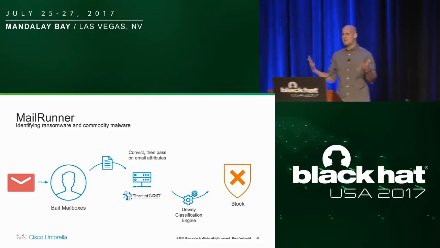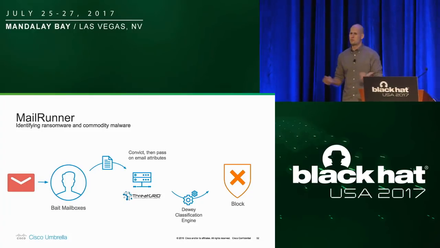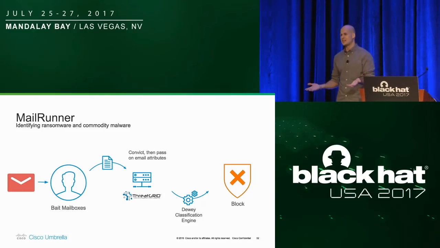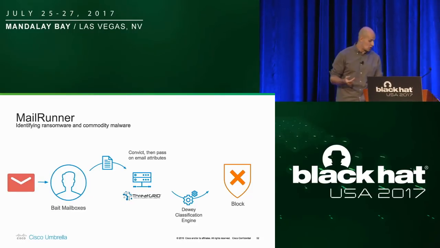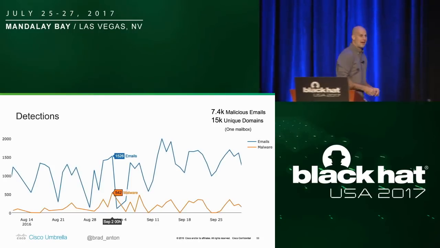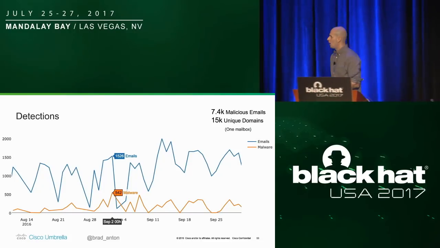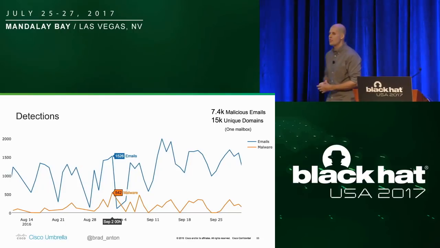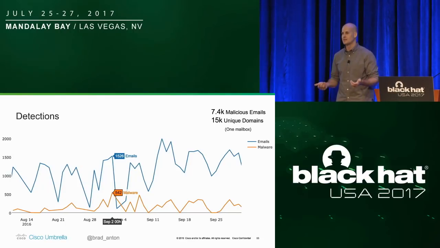If you think about it, if an email has an attachment and that attachment is reaching out to the internet, it's most likely bad. So we do some basic filtering on the ThreatGrid results. And sure enough, we were happy to see that we actually found stuff. There was one day around this time last year where a third of all of the email that we saw in these mailboxes was actually Locky.